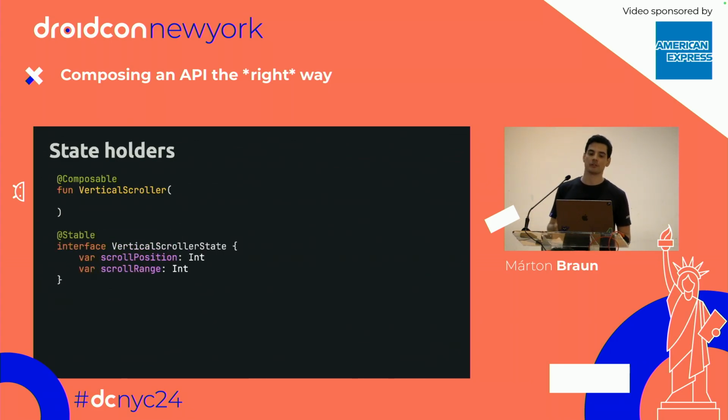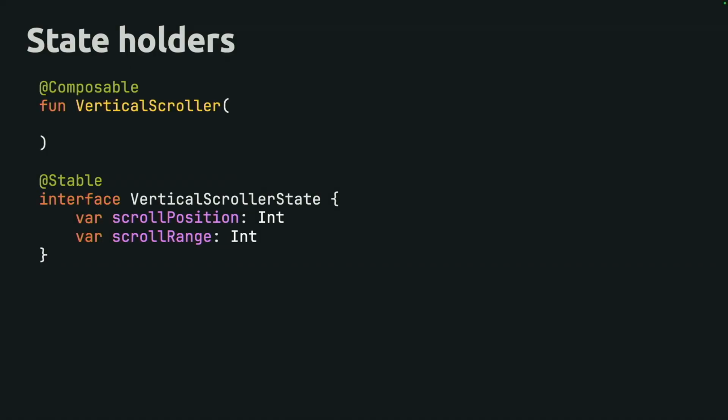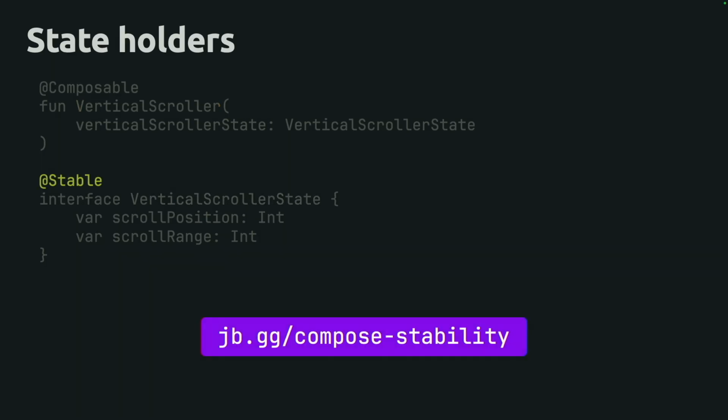In this example, we can move these 2 values into an interface where both of them can just be mutable variables, and then take an instance of that interface as a parameter to the component so that it can both work with the state and signal that it wants to make changes to it. As you can see, we have a convention for this. The state object here should be named the same as the component with a state suffix. And of course, these should be stable.